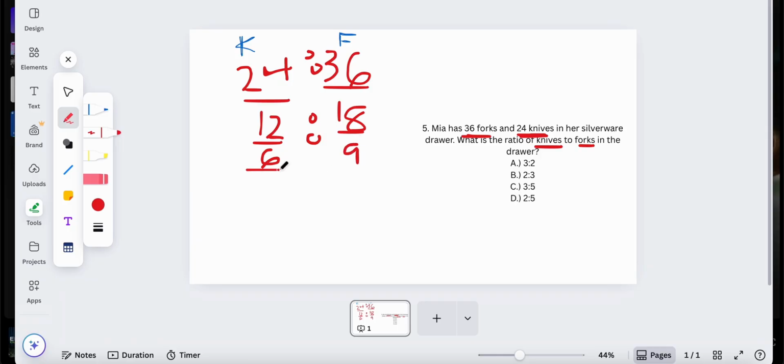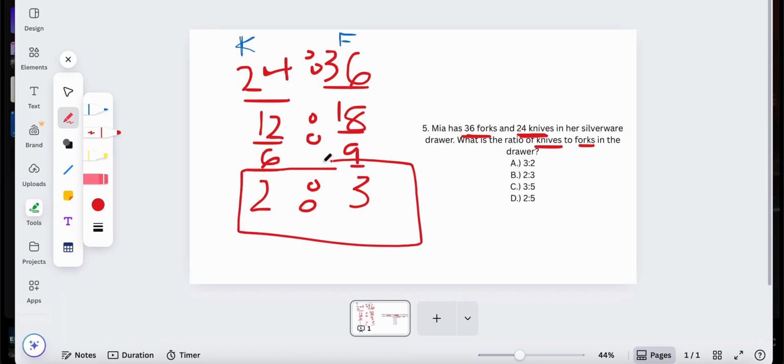We need to make it even smaller. This time we cannot divide it by 2. You have to do it by 3. 6 divided by 3 is 2. 9 divided by 3 is 3. Here, we have the smallest possible ratio we can ever find. Here, we have 2 to 3. We know it's not 3 to 2 because they're asking for knives to forks. We start off with knives and work our way down. Same with forks. It's not 3 to 5 or 2 to 5. In this case, 5 is B.